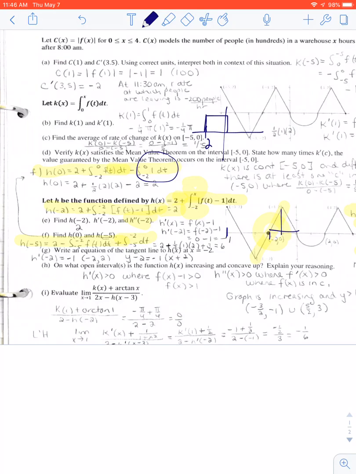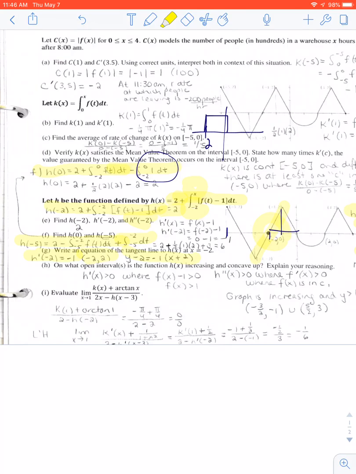Okay? Part G is the equation of the line tangent at x is -2. So we need to find h prime of -2, which we did already in part E. And then we have to find h of -2, which we also already did in part E. And then we can just write the tangent line. H was the question I got.